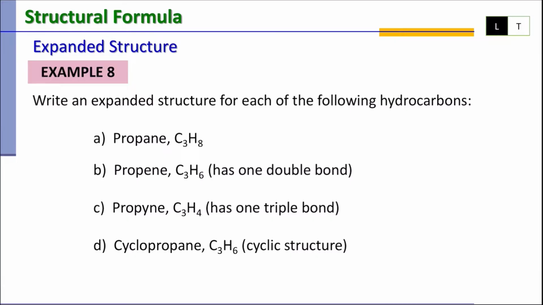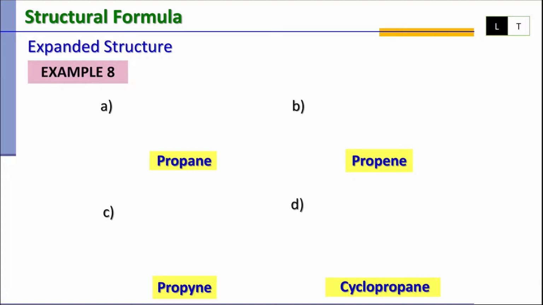Let's draw this together. You have to write the expanded structure for 4 molecules here. Let's try one by one. So untuk propane, dia beri molecular formula C3H8. So kita akan buka semua bonds. So I'm going to write my carbon atoms first. I have 3 carbon atoms. So I'm going to start with 3 carbon atoms and then after that kita faham carbon atoms wajib ada 4 covalent bond. So saya akan letak another 3 and another 3.